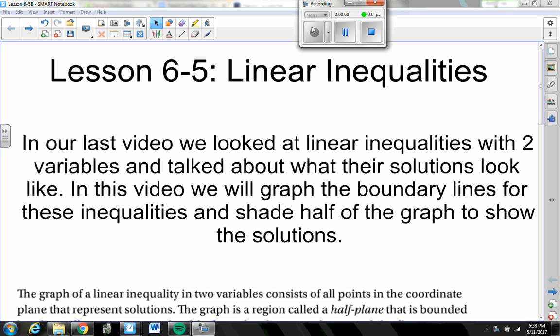In this video, we are going to be talking more about linear inequalities. In our last video, we looked at linear inequalities with two variables and talked about what their solutions look like as coordinate points (x, y) in parentheses. Now, we're going to graph the boundary lines for these inequalities and shade half the graph to show all of these solutions, because remember, there are infinitely many solutions to a linear inequality. We're going to show that on a graph.